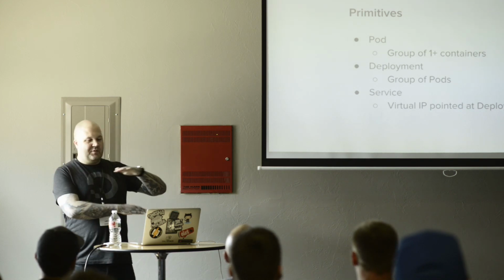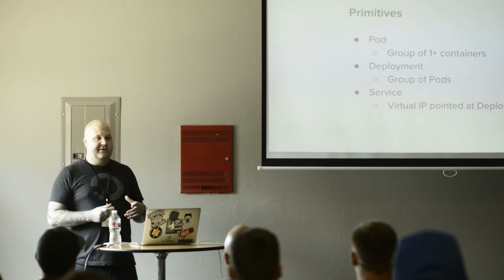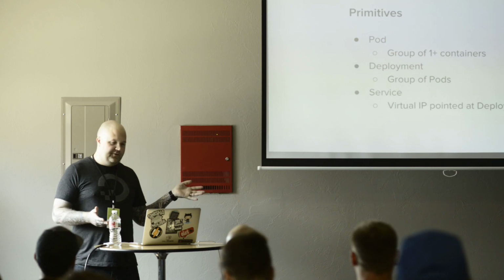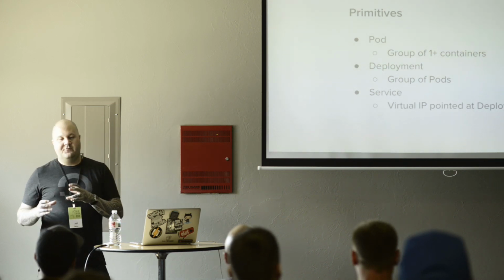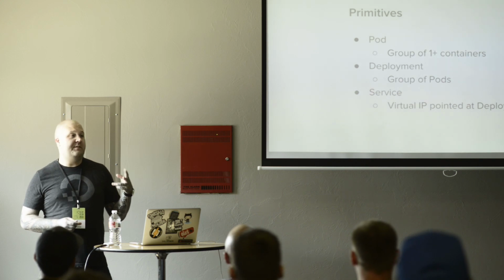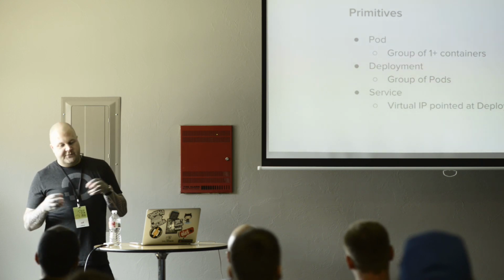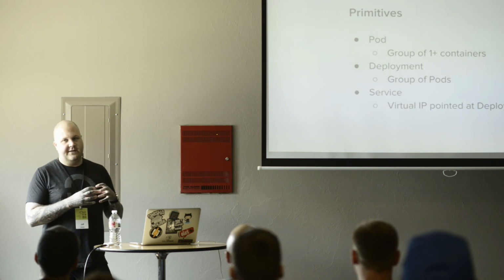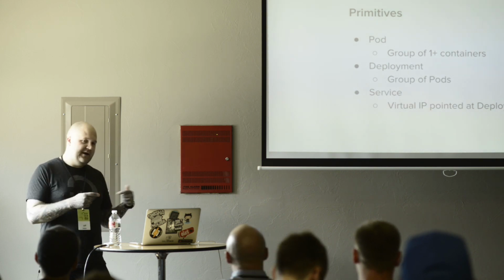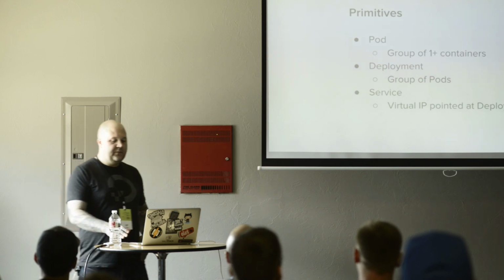So the lowest level primitive is just a single container, which is like a Docker or other container. And then a pod is what you deal with the most. That's usually one container, but it could be more. Containers in a pod share resources like they're on a local machine together, so they can read and write the same file system, things like that.